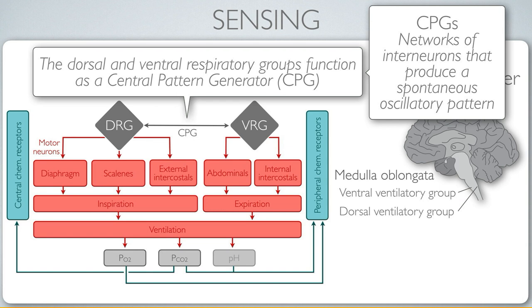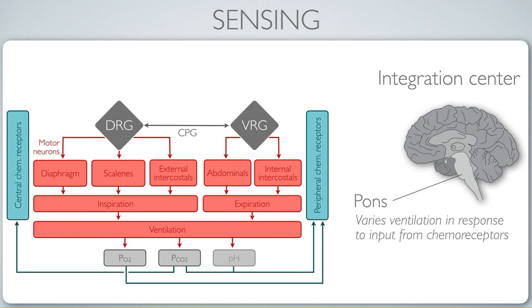Now, in order to vary the rate of respiration, we're going to introduce a third integration center. It's also in the brainstem, but in a different region known as the pons. The pons varies ventilation in response to input from the chemoreceptors. So it's the pons that's the receiver of the peripheral and central inputs. But then its job is to modulate the CPG so that the DRG and the VRG are not activated simultaneously.